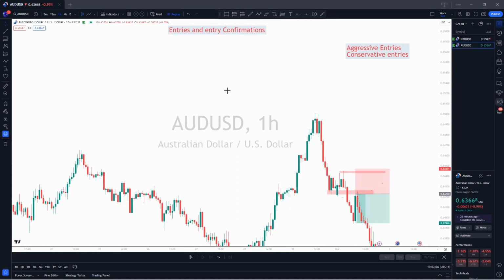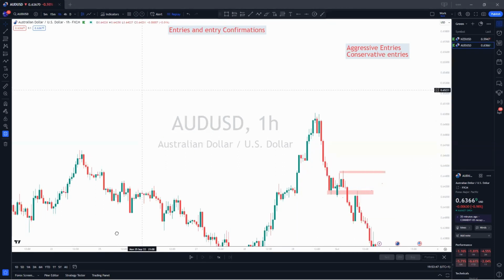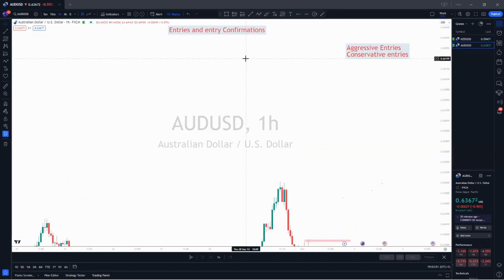So now let's look at conservative entries. When it comes to conservative entries, once price gets to our zone, instead of entering the trade aggressively, that's just executing the trade, we look for additional confirmations. Do you understand? We look for signs that, as price has entered this zone, it is going to react from this place.